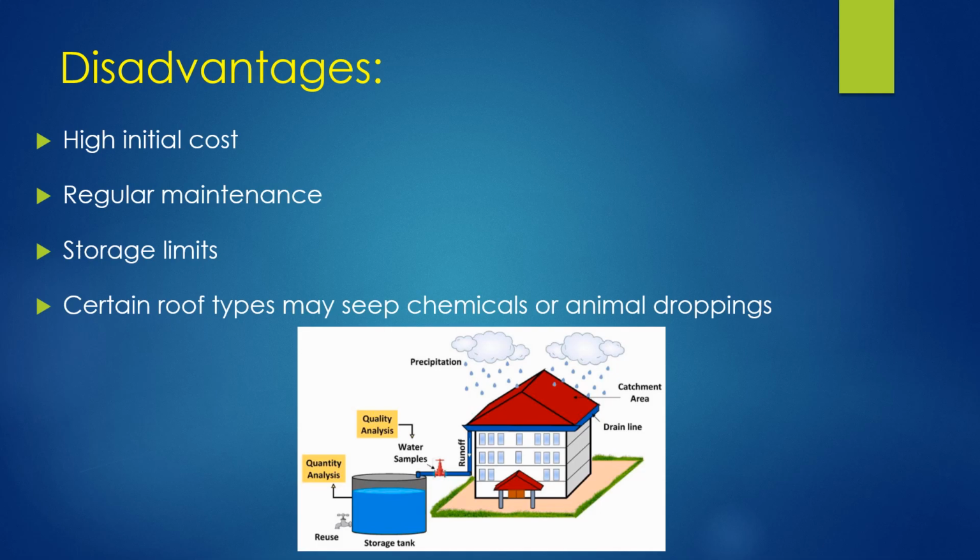The last point is that some roof types may seep chemicals or any other animal droppings if there is a pet on the roof. Many people have their pets on the terrace of the building. So there can be animal droppings which contaminate the water during rainwater harvesting.